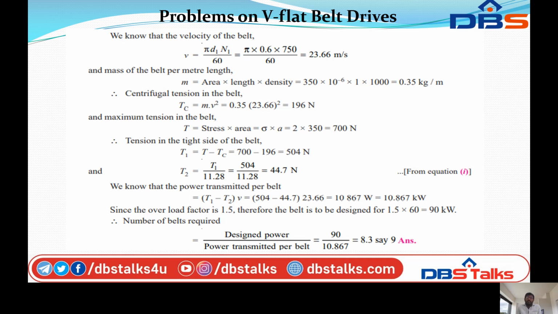Since the overload factor given in the problem is 1.5, the belt is to be designed for 1.5 into 60, that is equal to 90 kilowatts. Therefore, the number of belts required is the designed power divided by the power transmitted per belt. Designed power is 90 kilowatts, divided by 10.867, which is equal to 8.3. Rounding this figure up, a total of 9 belts is required for the problem.